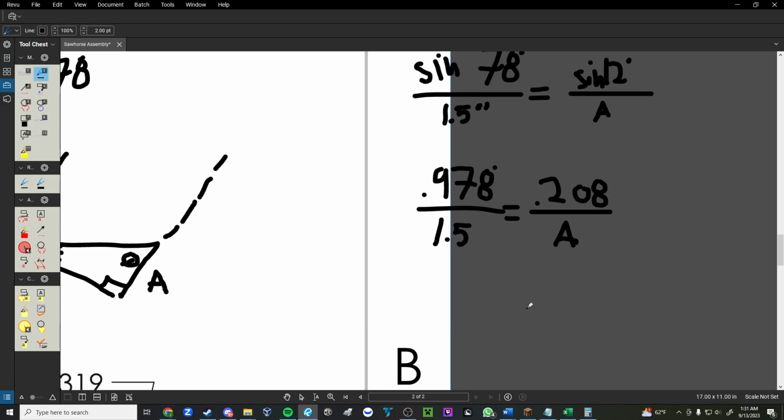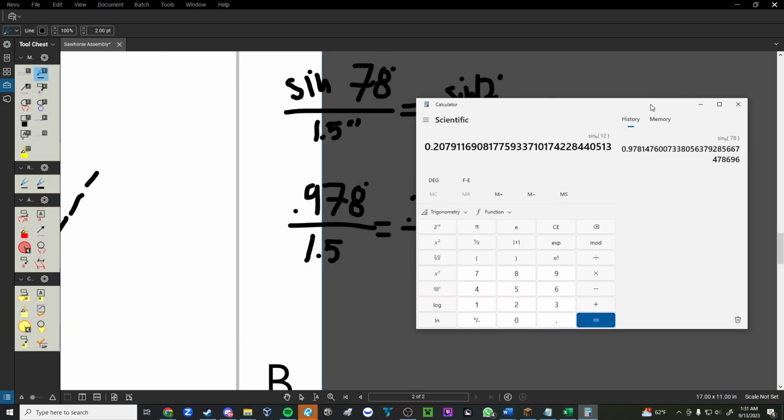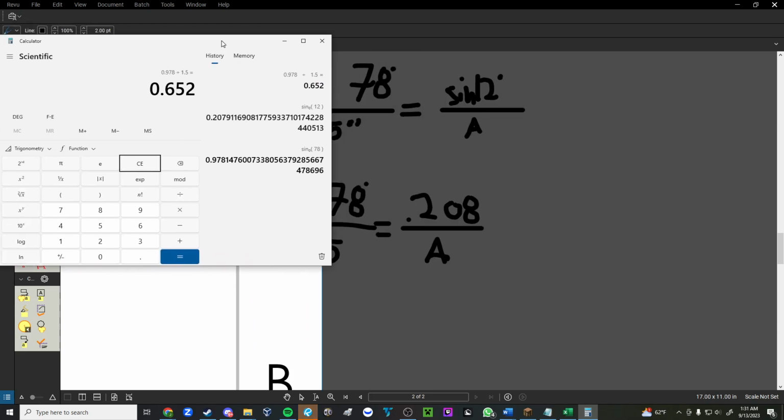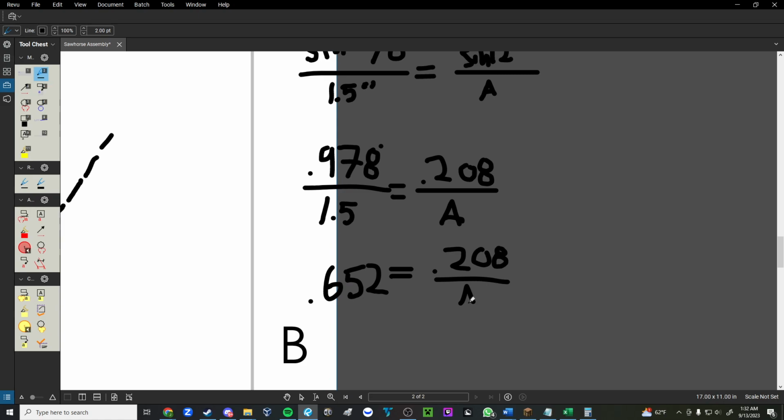Okay, we're going to simplify this left section a bit more. So 0.978 divided by 1.5 equals 0.652. I'm going to move that to my other screen. 0.652. And that equals 0.208 over A. So I want to isolate A and get rid of this fraction at the same time.